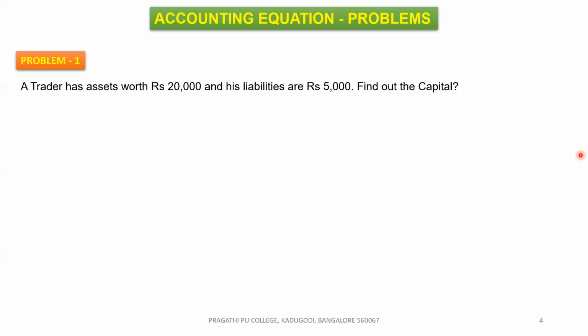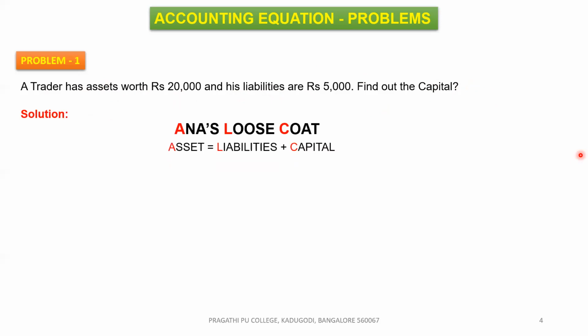Remember, whenever asset is there, liability is there, capital is there, whenever those three things, ALC, are there, what kind of problem is it? An accounting equation problem. What is the formula you have to put? Anna's loose coat, that is, assets is equal to liabilities plus capital. Always remember, if asset, liability and capital are there, then it is called an accounting equation problem.